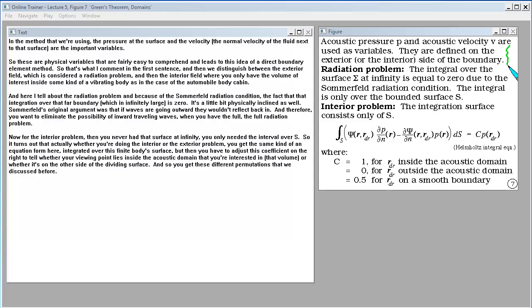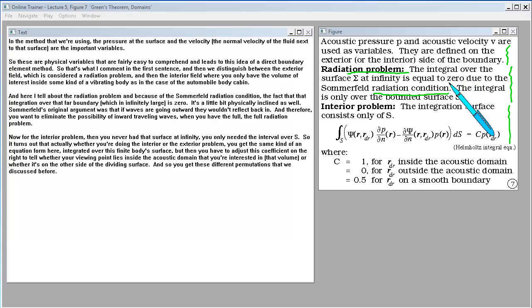That's what I comment on in the first sentence, and then we distinguish between the exterior field, which is considered a radiation problem, and the interior field, where you only have the volume of interest inside some kind of vibrating body, as in the case of the automobile body cabin. And here I talk about the radiation problem, and because of the Sommerfeld radiation condition, the integration over that far boundary, which is infinitely large, is 0.